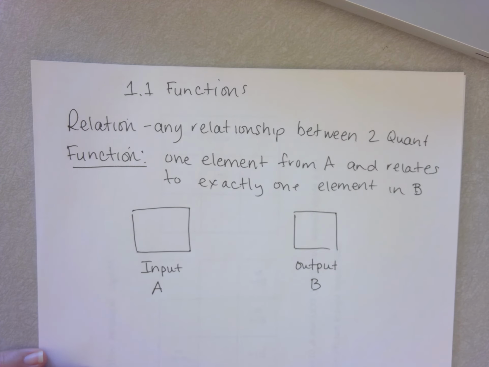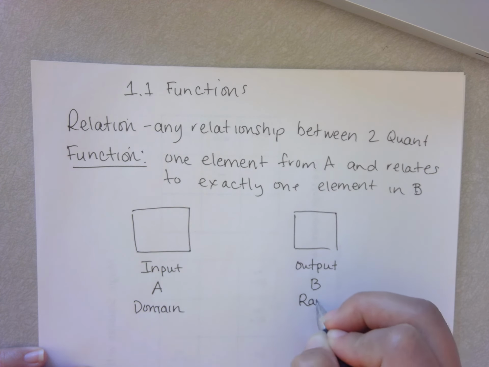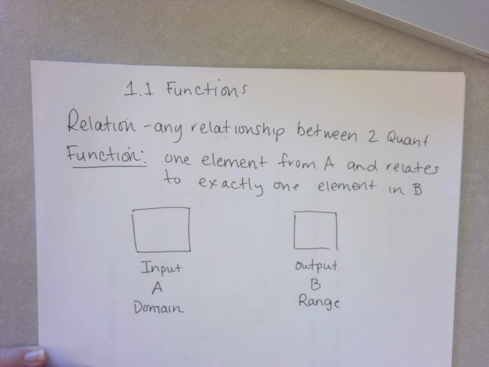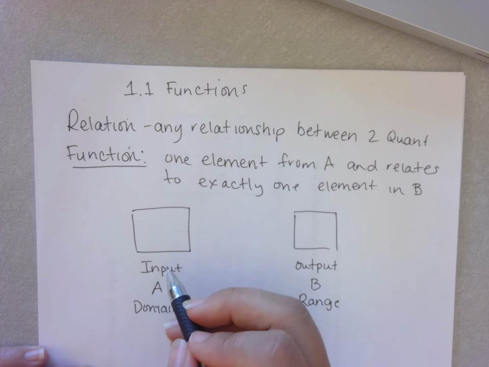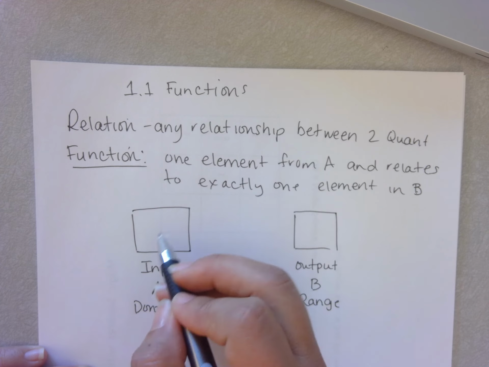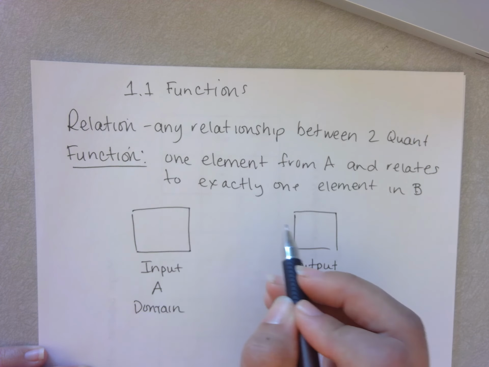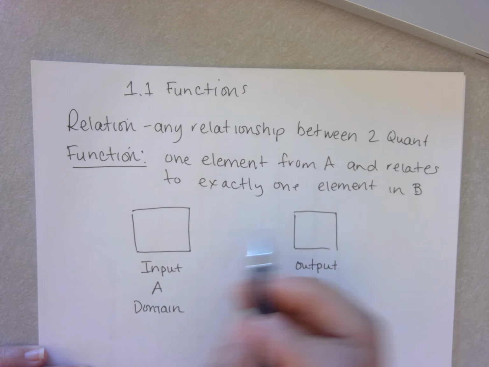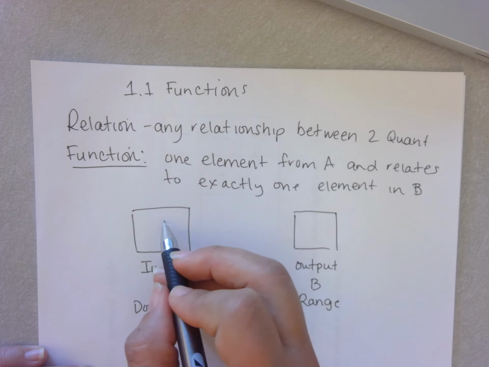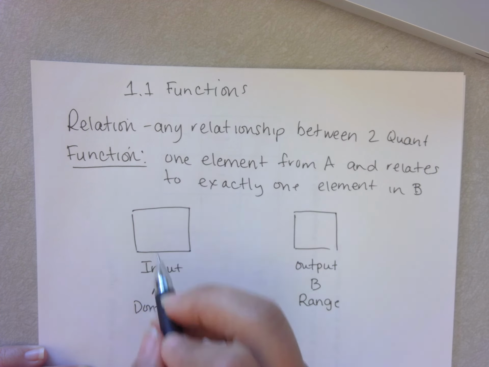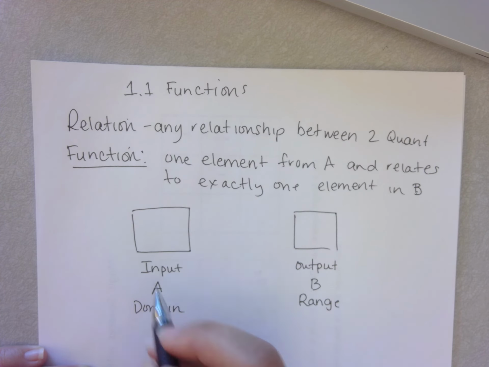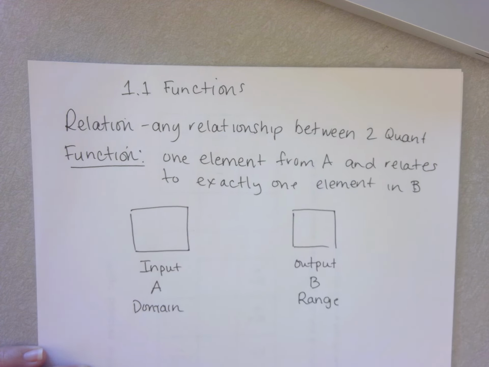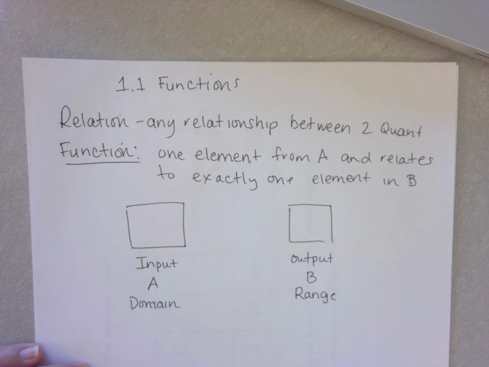We also call the input the domain. So these are elements in the domain and these are elements in the range. A function takes an input value, some element in the domain, and matches it up with exactly one element over here. It can't match up with two different ones, but it takes every element in the input box, the domain, and matches it up with one element in the output box, the range.